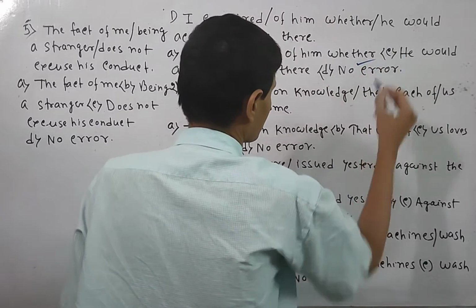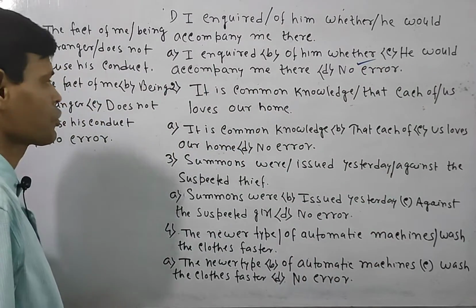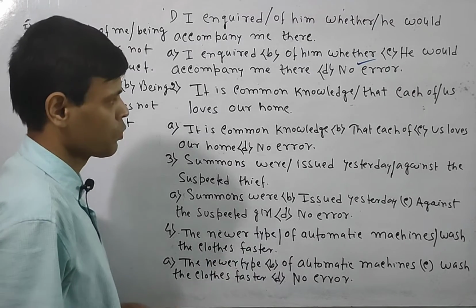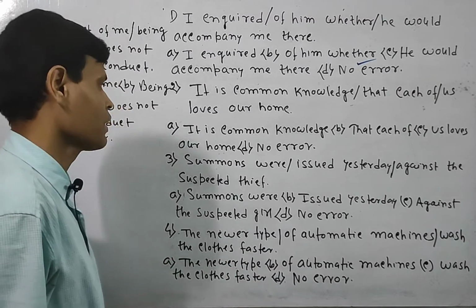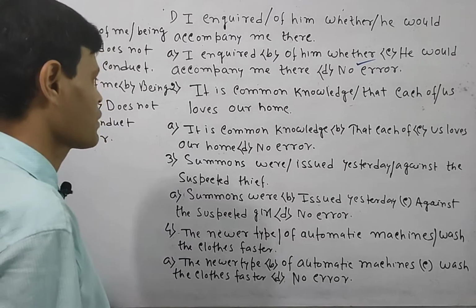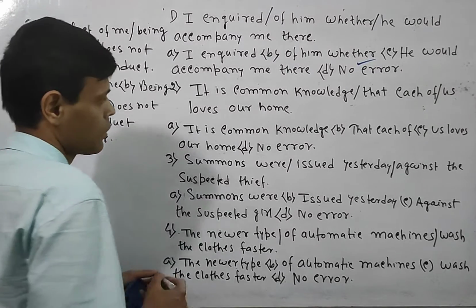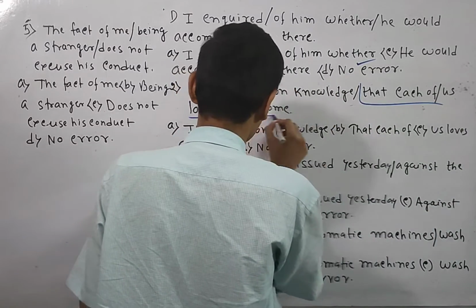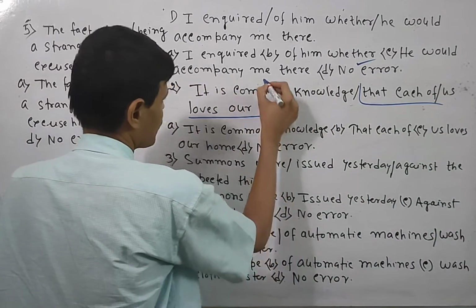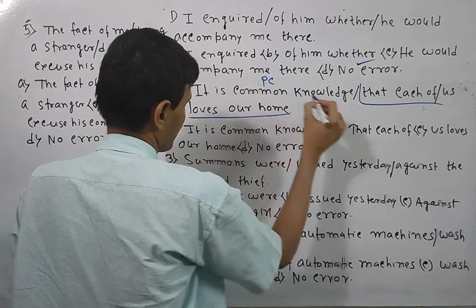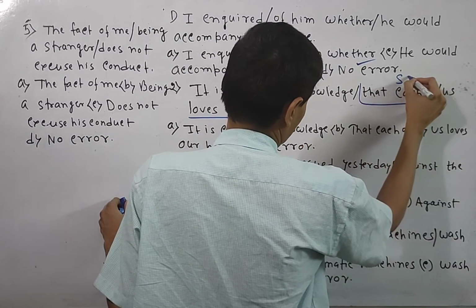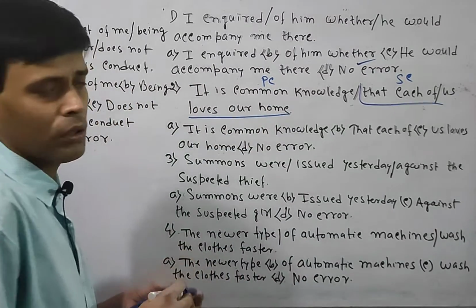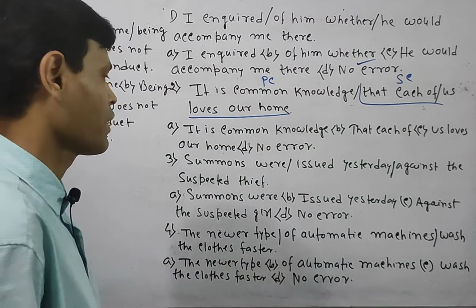Okay. Now if I just look over the next question, it is common that each of us loves our home. Now look over the question again. It is common that each of us loves our home. Now the sentence is basically joined by this part. So this is called the principal clause and this part is called the subordinate clause. Although the subordinate clause belongs to the noun clause here, it's a different thing.